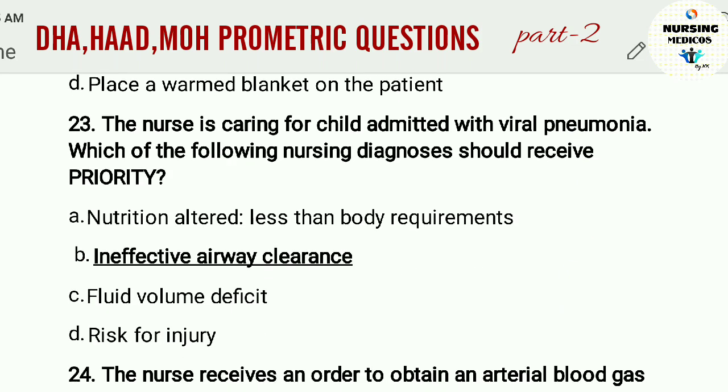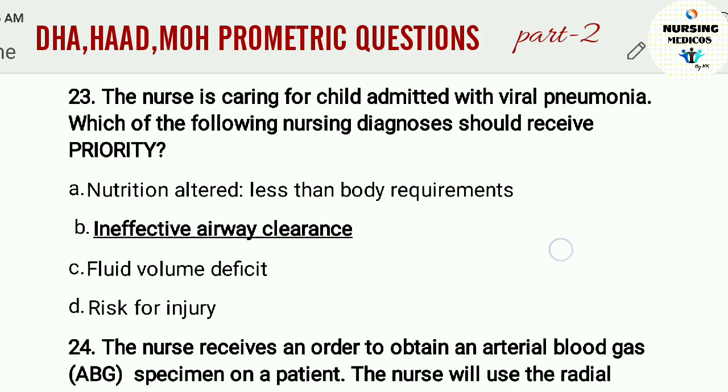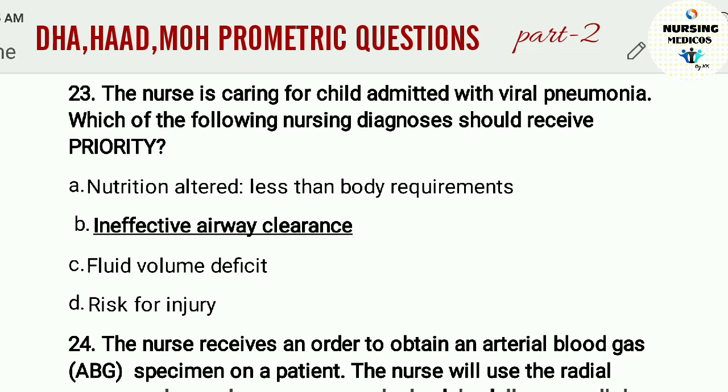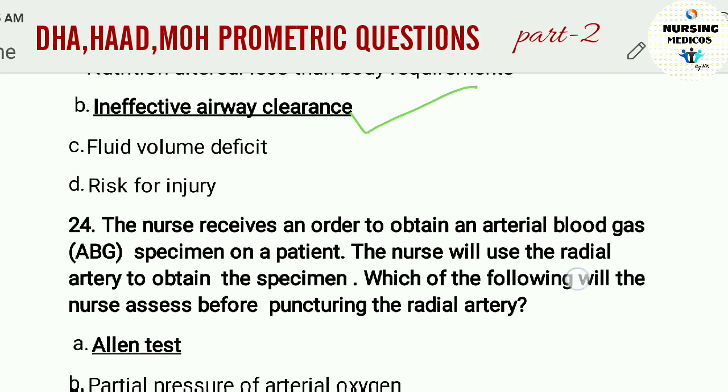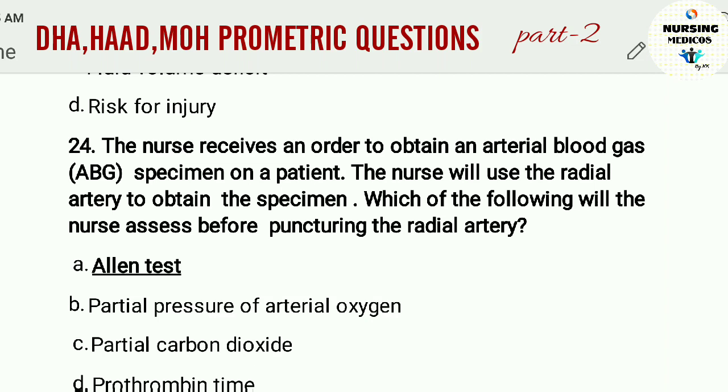Next question: the nurse is caring for a child admitted with viral pneumonia. Which of the following nursing diagnoses should receive priority? Our options are A, altered nutrition less than body requirement; B, ineffective airway clearance; C, fluid volume deficit; and D, risk for injury. So our answer will be ineffective airway clearance.